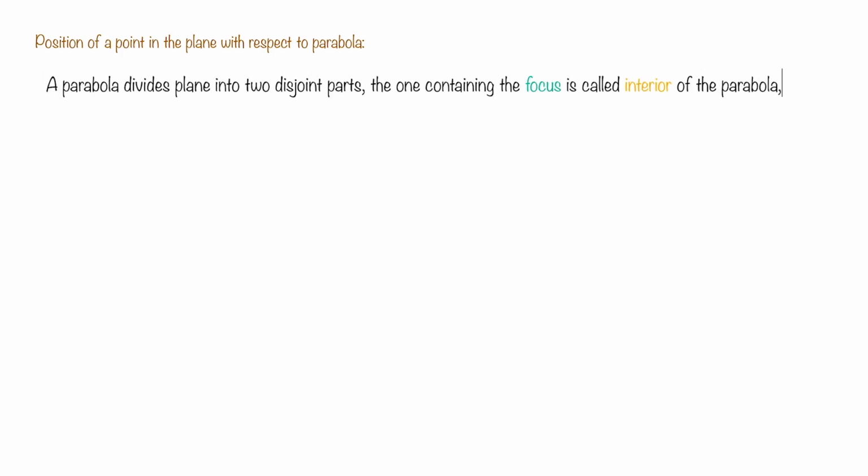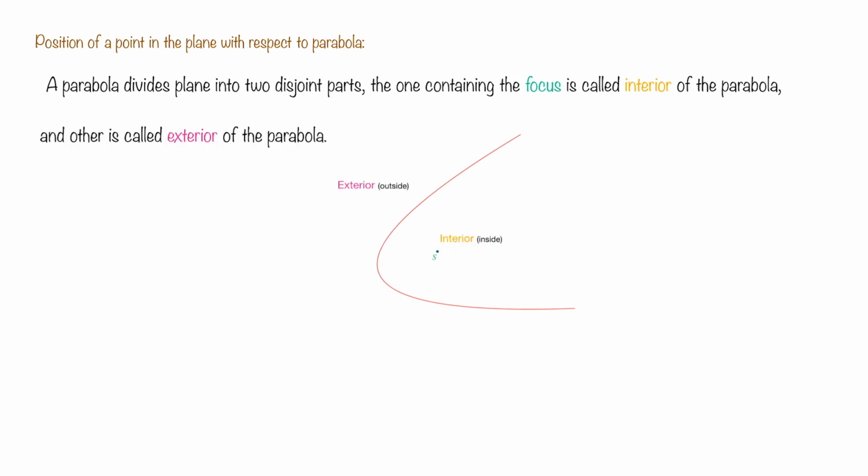First of all, a parabola divides the plane into two disjoint parts. One containing the focus is called the interior of the parabola. We can also call it inside the parabola. The other is called the exterior of the parabola. We can also call it outside the parabola.